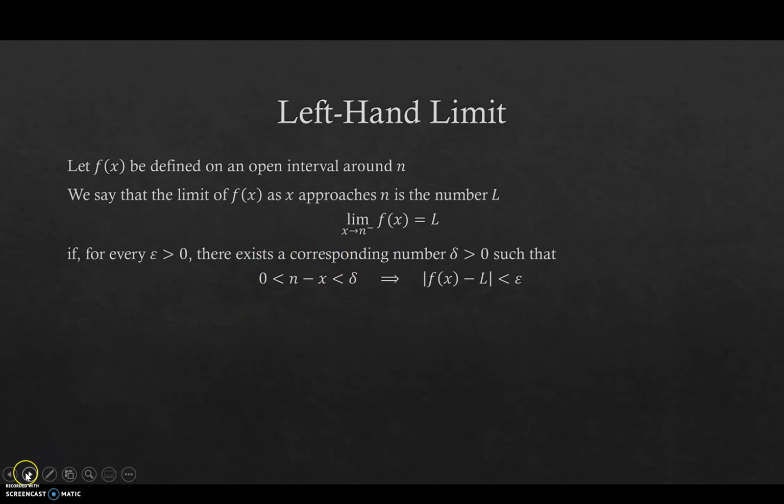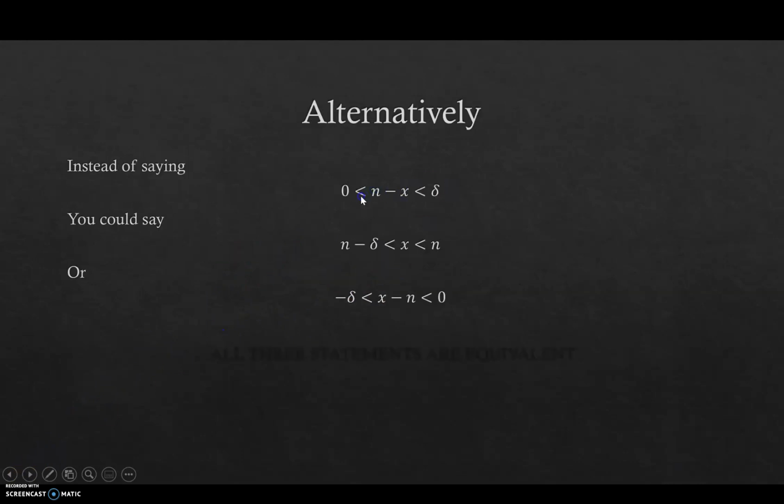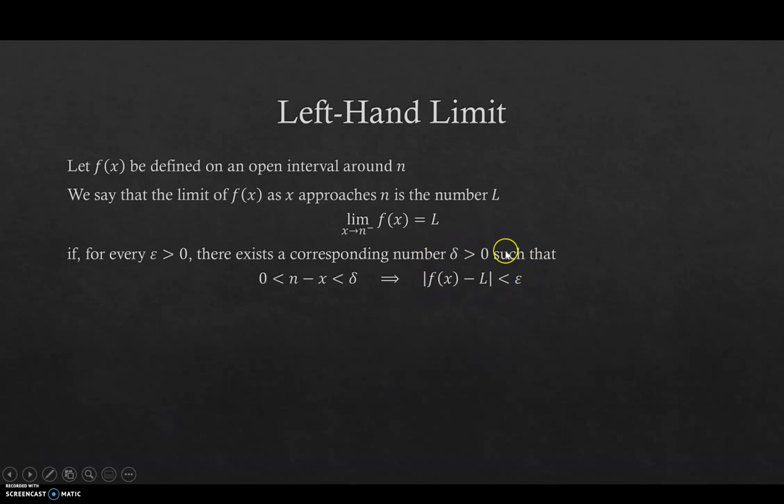Now, again, there is an alternative way to write it. So if you don't feel like writing this statement right here, you could write it as n minus delta is less than x is less than n, or you could write it that negative delta is less than x minus n less than 0. All three of these statements are equivalent, so any of these three options for the first part work. But notice the second part of the definition has not changed. I'm still approaching L, so this still is the same answer on the end.